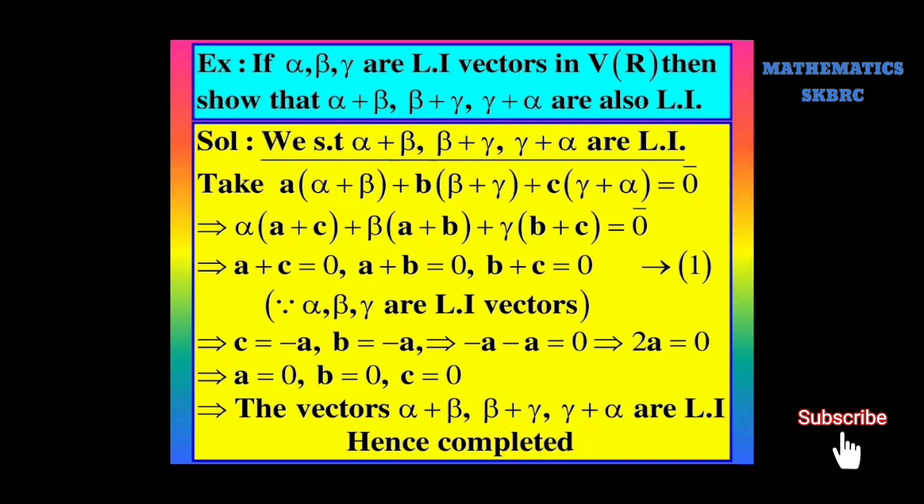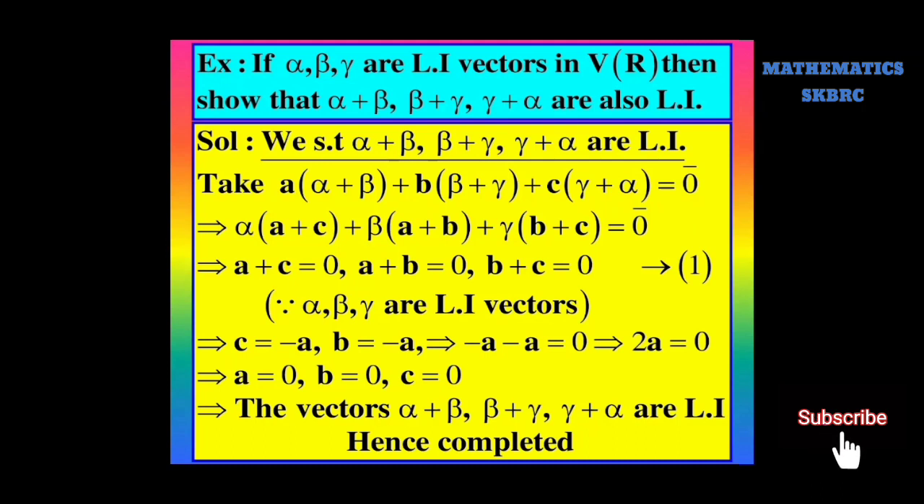Suppose a(alpha plus beta) plus b(beta plus gamma) plus c(gamma plus alpha) equal to 0 bar, where a, b, c are scalars belonging to R. We prove that a equal to 0, b equal to 0, c equal to 0. Here alpha times (a plus c) plus beta times (a plus b) plus gamma times (b plus c) equal to 0 bar. According to the given condition, alpha, beta, gamma are LI vectors, then the coefficients of alpha, beta, gamma must be 0.